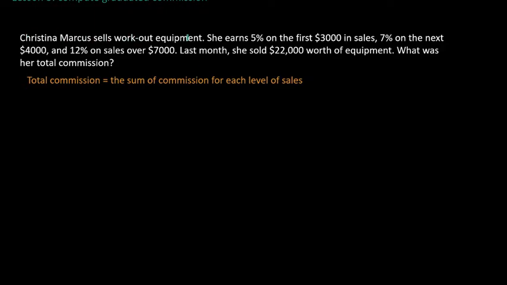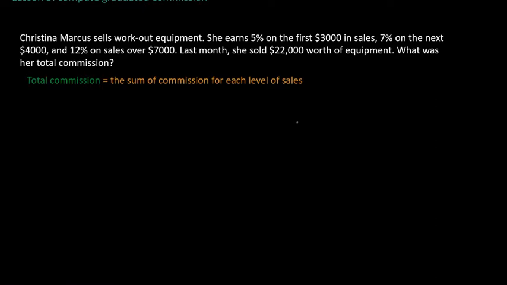Christina Marcus sells workout equipment. She earns 5%, and that's a 5% commission, on the first $3,000 in sales, 7% on the next $4,000, and 12% on sales over $7,000. Last month, she sold $22,000 worth of equipment. What was her total commission? So that total commission then is going to be the sum of each of these pieces of commission from each of those levels of sales.